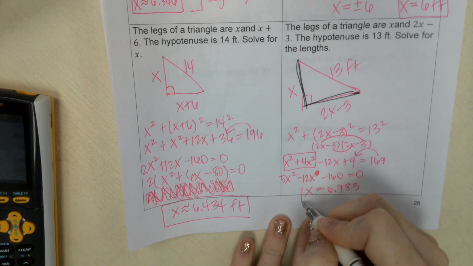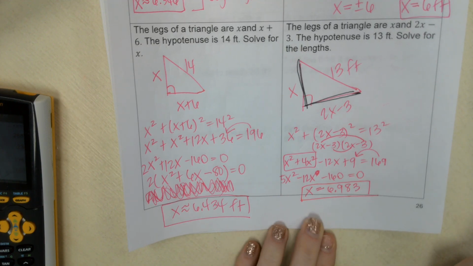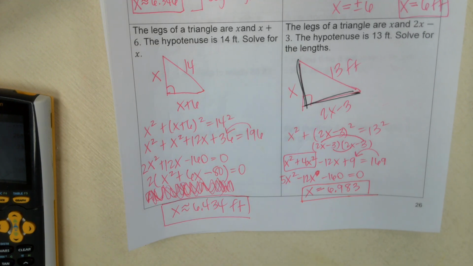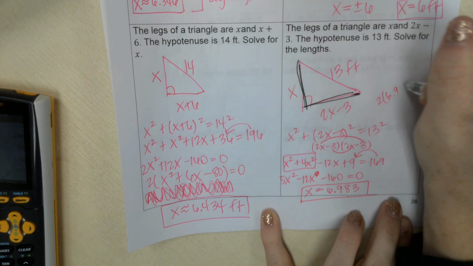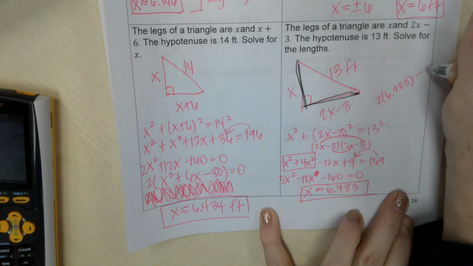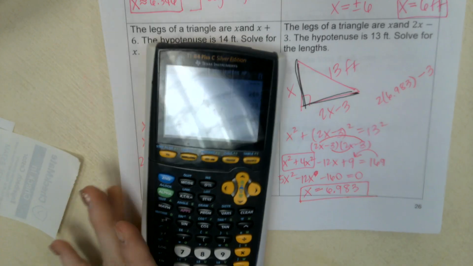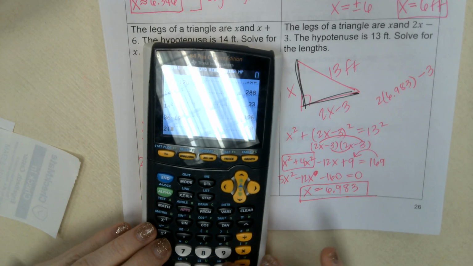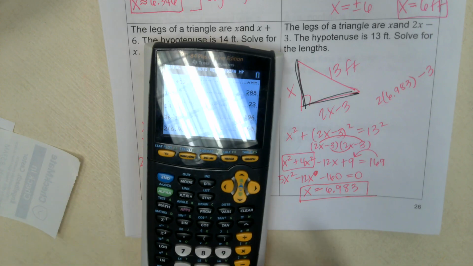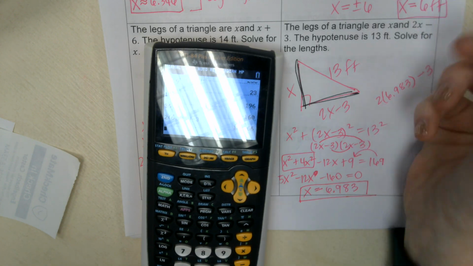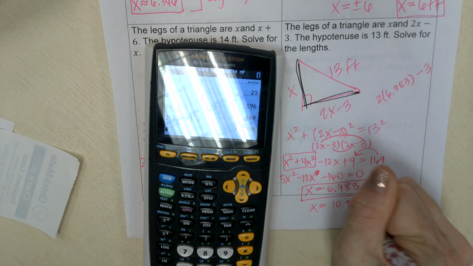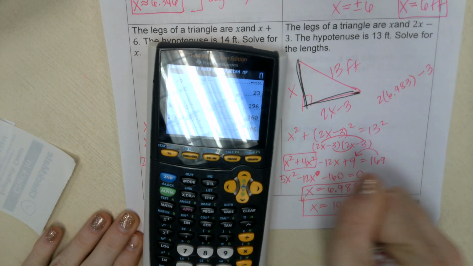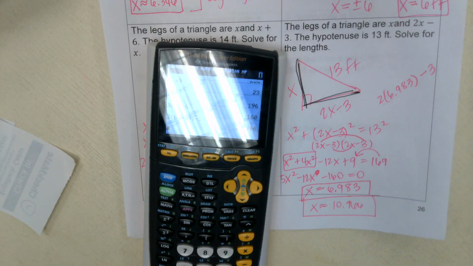Okay? This right here is one of my side lengths. What do I do to find the other? Plug it in. I'm going to plug it in to the 2x minus 3. So 2 times 6.983 minus 3 gives me 10.966. And those are my two leg lengths. Okay?